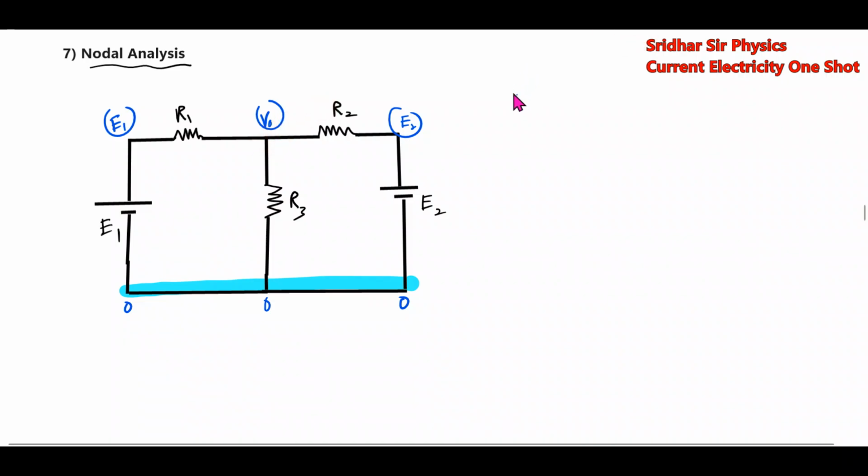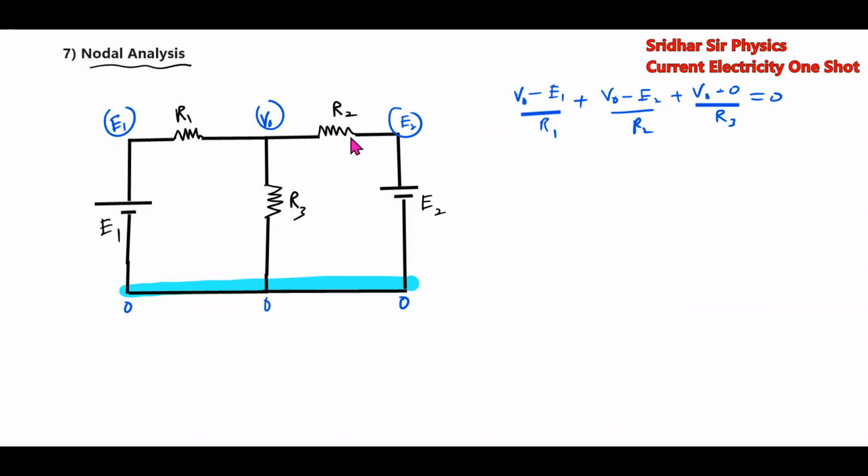So therefore here, V0 minus E1 by R1, V0 minus E2 by R2, V0 minus 0 by R3 equal to 0. Solve for V0, we'll get the required answer.